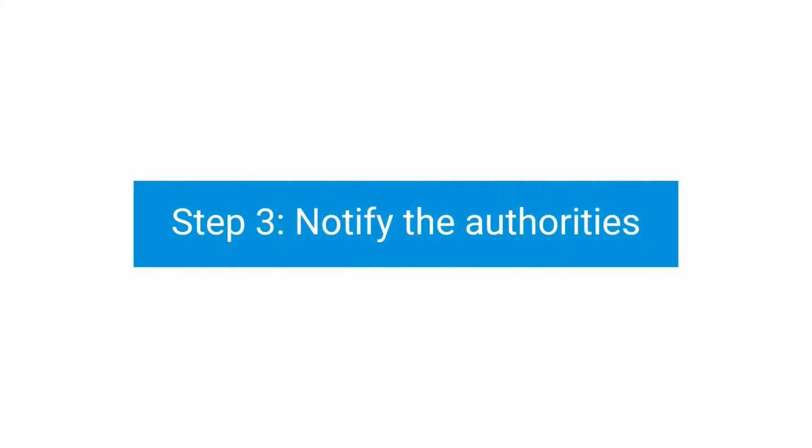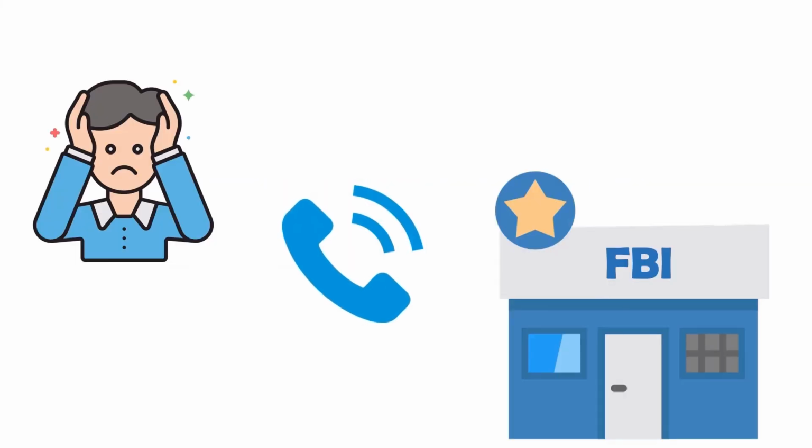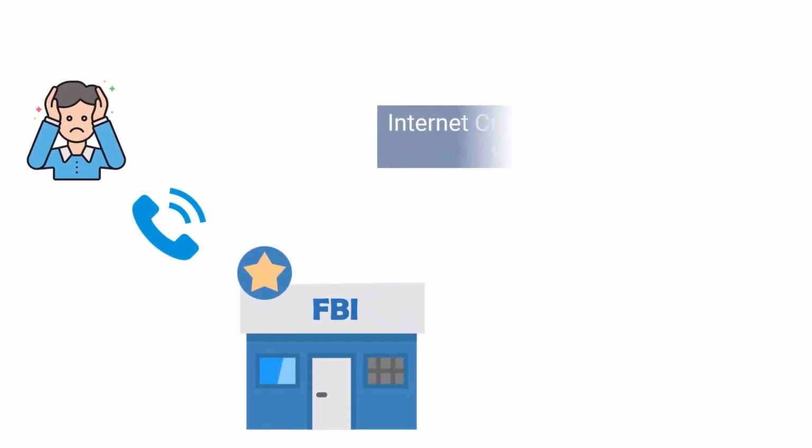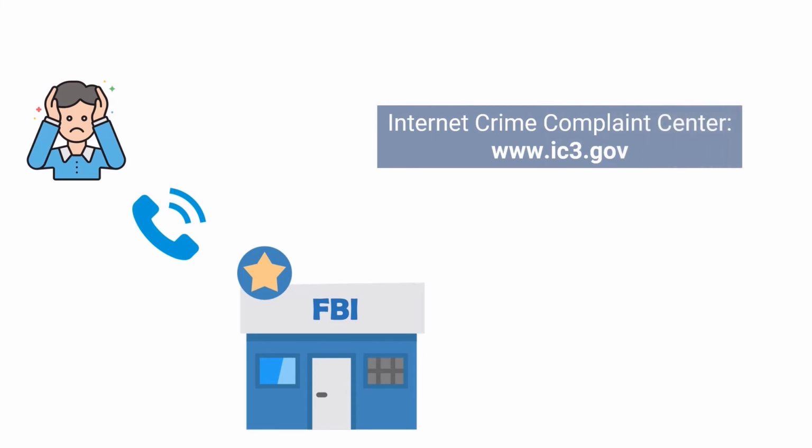Step 3. Notify the authorities. The next important thing to do is to inform law enforcement about the attack. Immediately contact and request the assistance of the local field office of the FBI, or file a complaint with their Internet Crime Complaint Center by going to www.ic3.gov. To file a complaint to the FBI Internet Crime Complaint Center, click on the link given in the description.